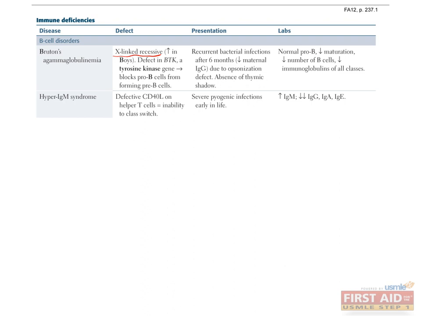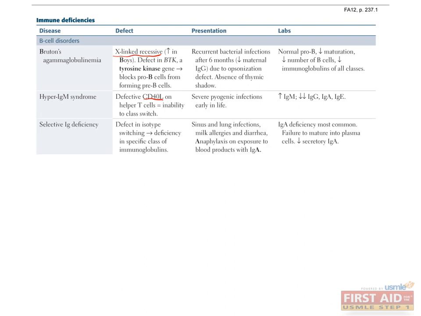What lab data might you expect to find in a patient with hyper-IgM syndrome? This condition, characterized by a defect in the CD4 ligand of helper T cells, results in an inability of B cells to undergo class switching. As a result, one sees elevated levels of IgM, as expected from the name, but also depressed levels of IgG, IgA, and IgE. Clinically, this condition presents as severe pyogenic infections early in life.